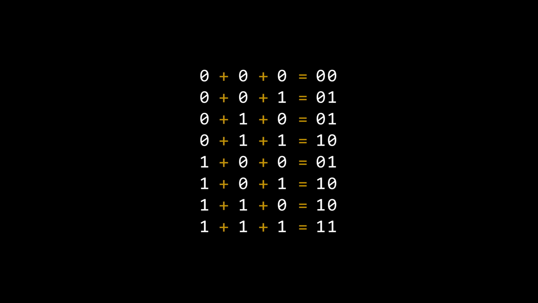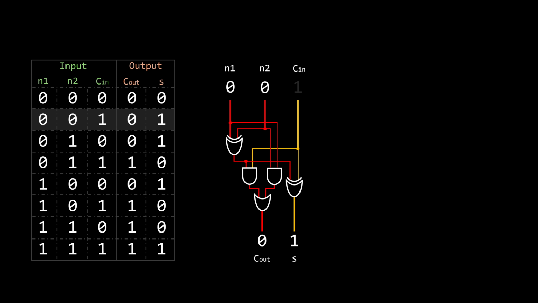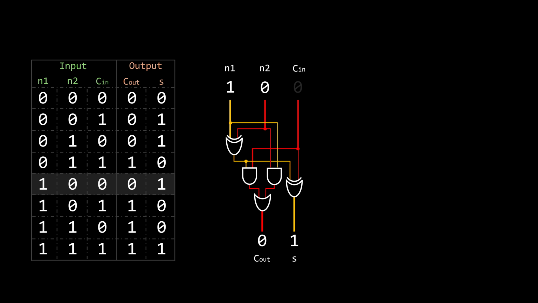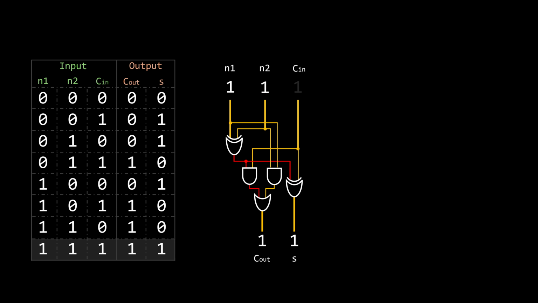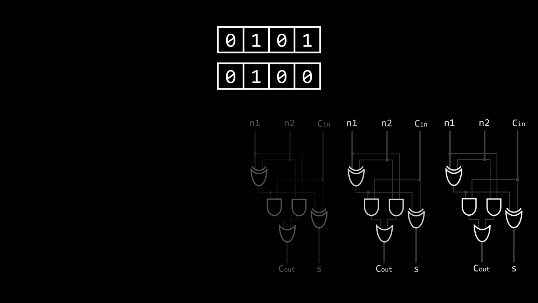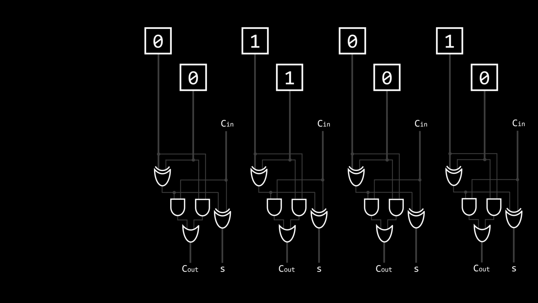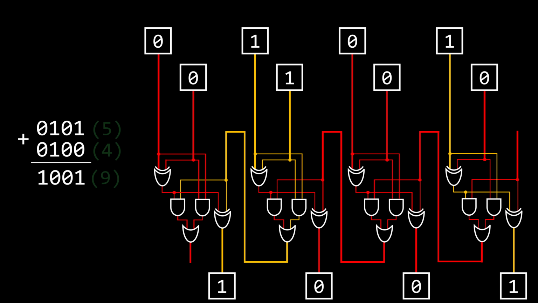That circuit is called a full adder, and it looks like this. Given 2 input bits and a carry-in bit, it produces a sum bit and a carry-out bit. To add larger numbers, computers place multiple full adders side by side, with each one handling a different column. The carry output from one column is connected to the carry input of the next. And just like that, we have a binary adder, in this case, a 4-bit binary adder capable of adding 2 4-bit numbers.